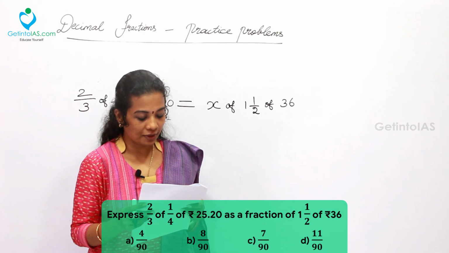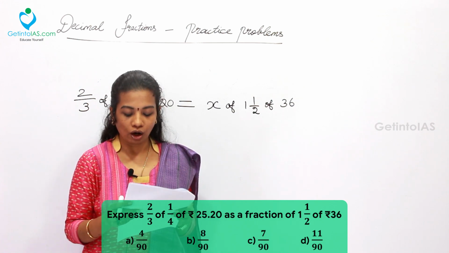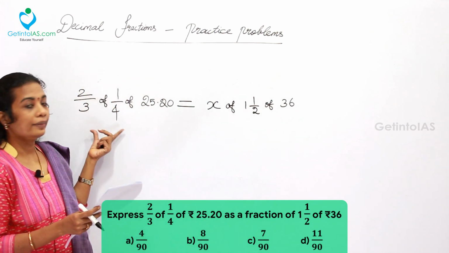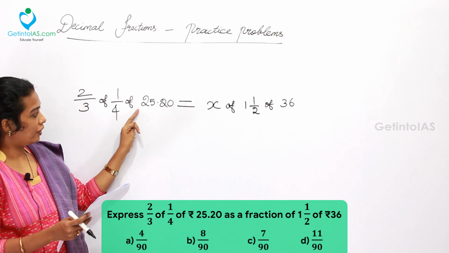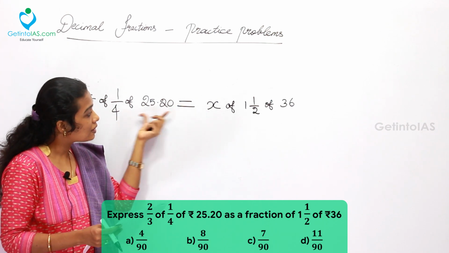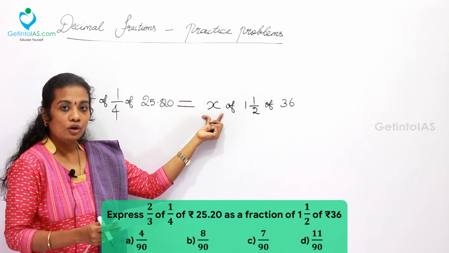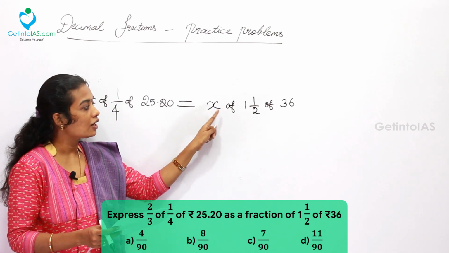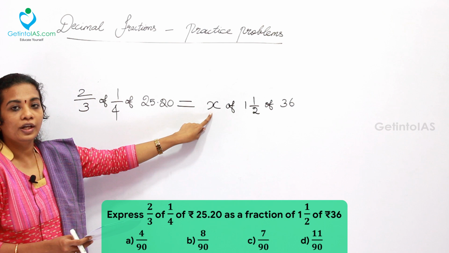The next question: express 2 by 3 of 1 by 4 of rupees 25.20 as a fraction of 1 by 2 of 36. Here the keyword 'express as a fraction' means you want to make it like this: 2 by 3 of 1 by 4 of rupees 25.20. 'As' means this is equal to that. So you want to make the equal symbol. Fraction of, fraction means we don't know the value here. Some fraction x in place of it, of 1 by 2 of 36. If you solve all these things, you will be able to find x.